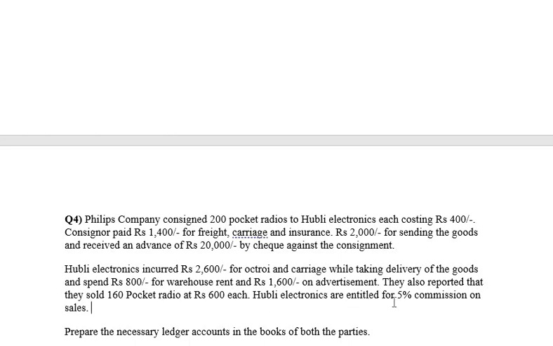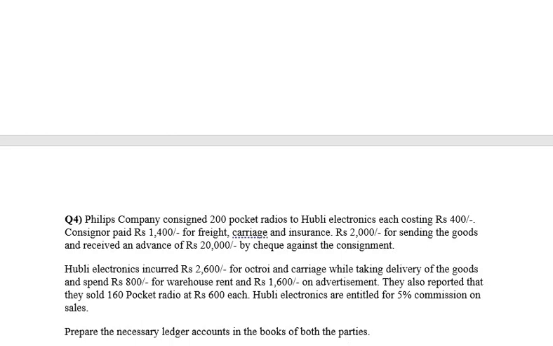Hubli Electronics is entitled to a commission of 5% on the sales. So since they have made the sales, they are getting 5% commission on sales. Prepare necessary ledger accounts in the books of both the parties. Now you need to prepare the journal and the ledger in the books of both the parties.